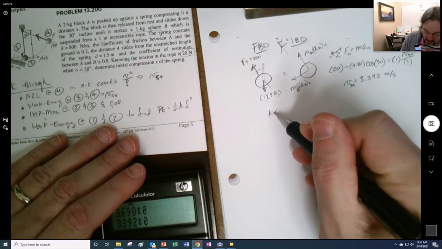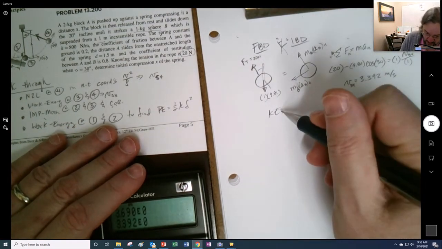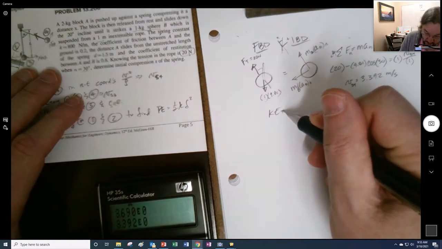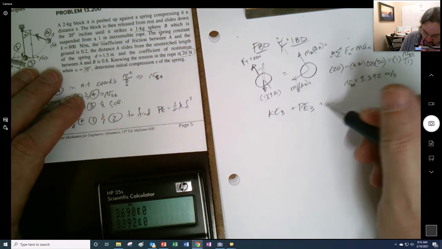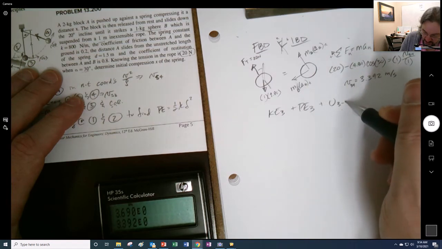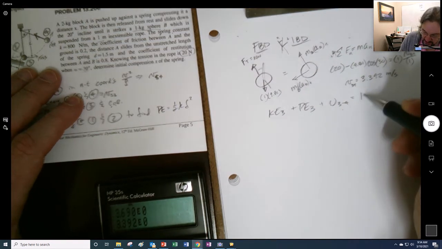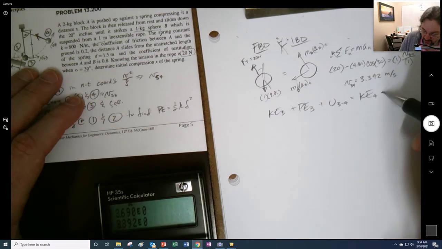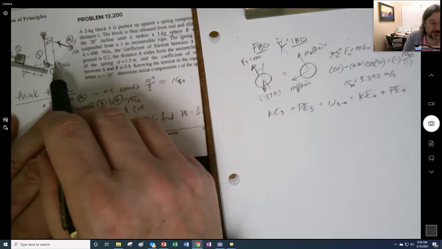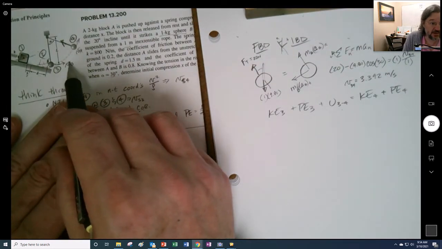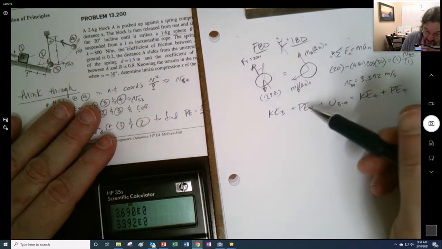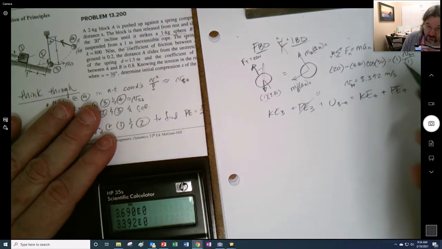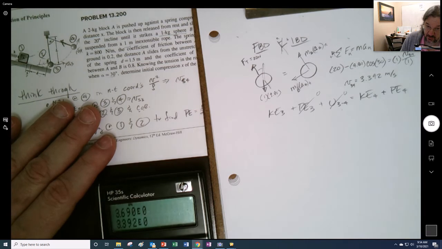So we have KE3 plus PE3 plus U3 to 4 is going to equal KE4 plus PE4, right? Now we're going to have to set the datum here. Let's take the datum at 3 for this ball right here. So that means that this is going to be 0 right here. This is a conservation of energy.